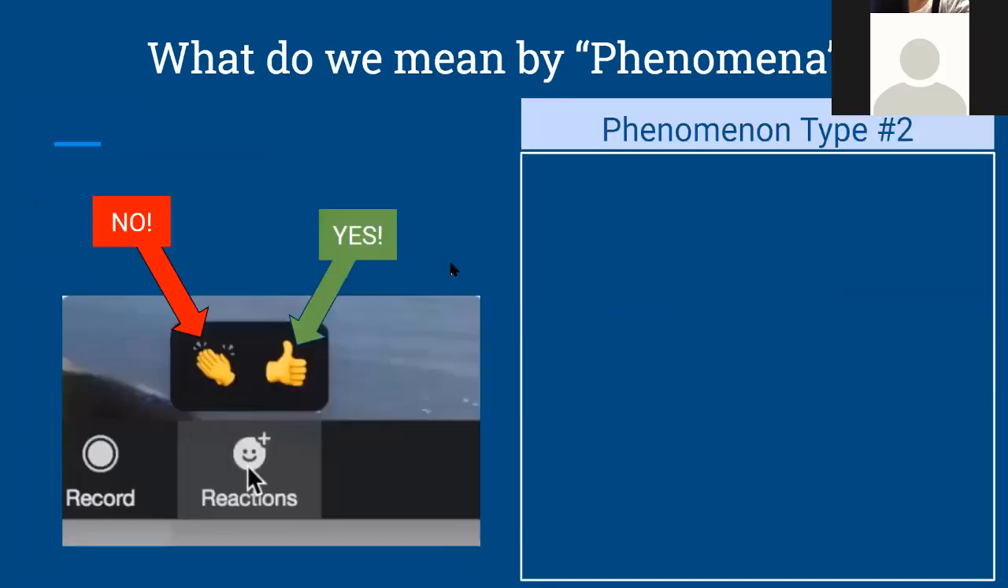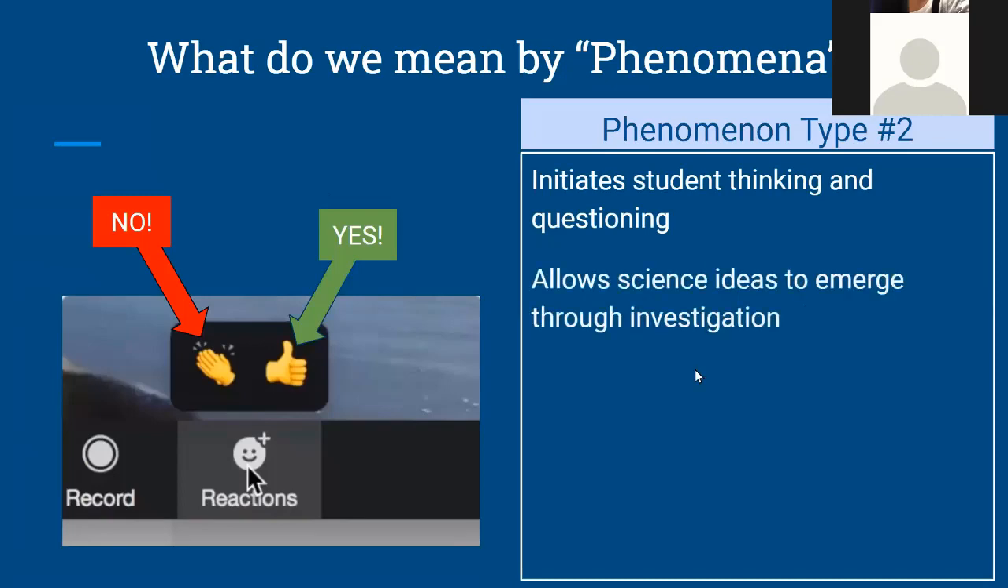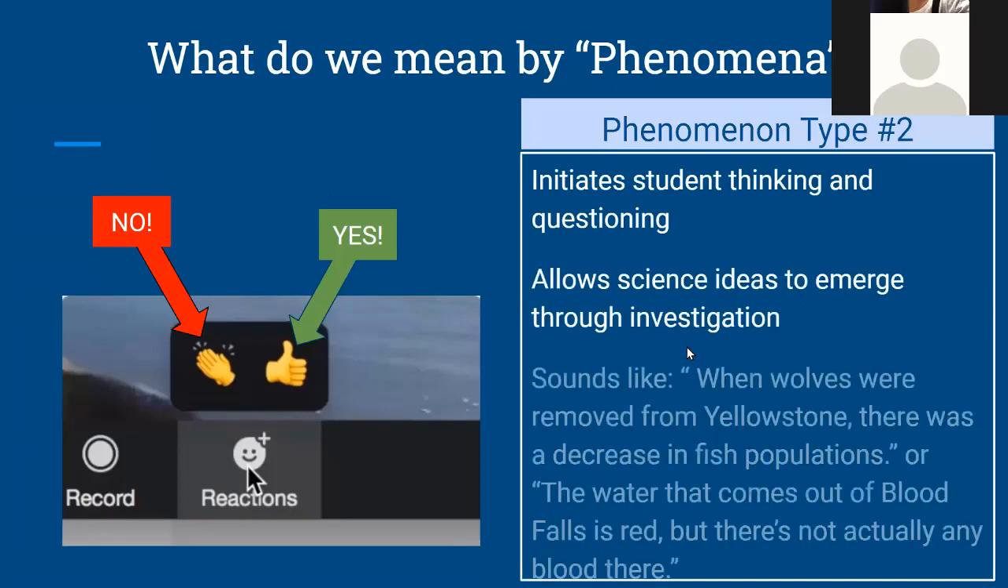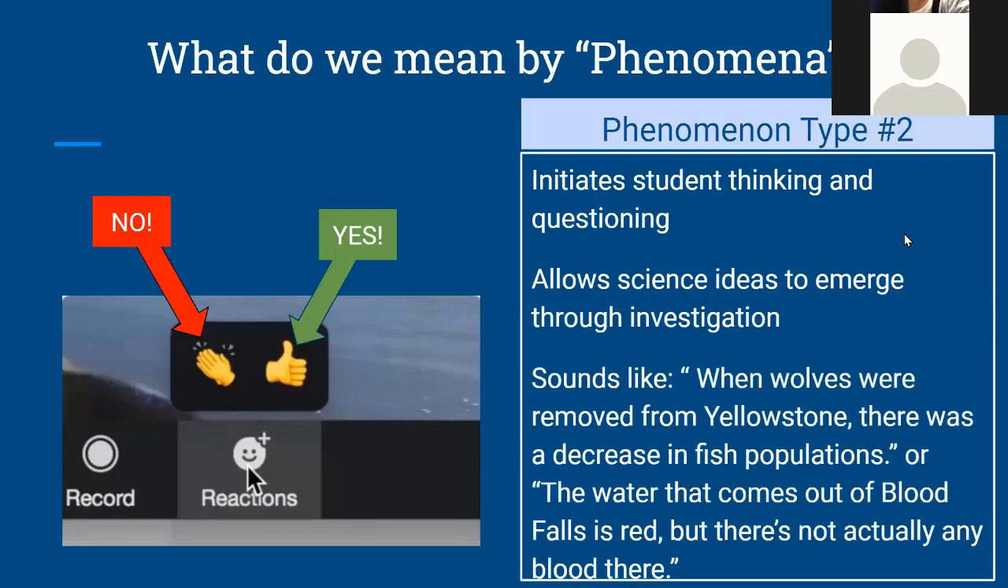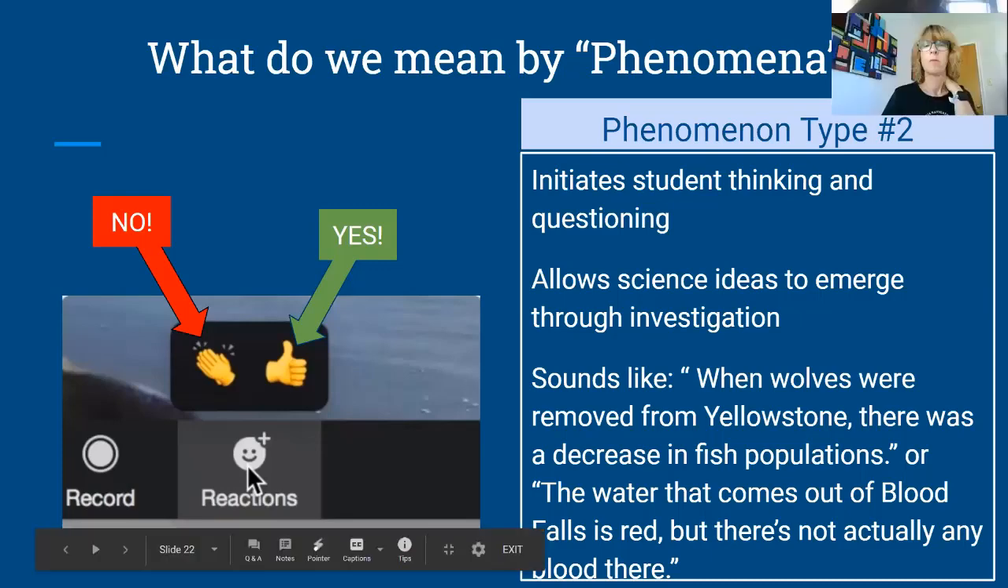All right, and then phenomenon type 2, again, you're going to vote yes or no. It initiates student thinking and questioning, and allows science ideas to emerge through investigation. It sounds like when wolves were removed from Yellowstone, there was a decrease in fish populations. Or the water that comes out of Blood Falls is red, but there's not actually any blood there. So again, clap reaction if you think that this is not an anchoring phenomenon. Thumbs up if you think it is an anchoring phenomenon.